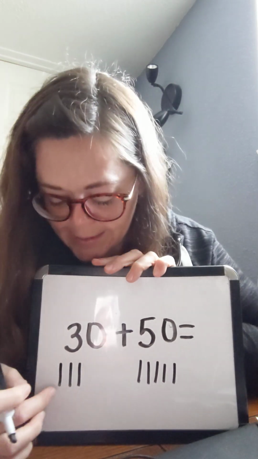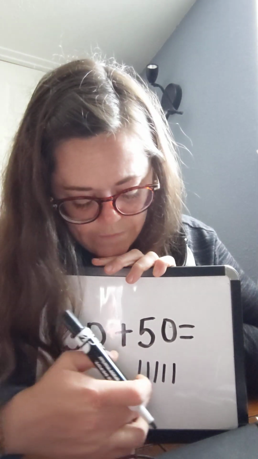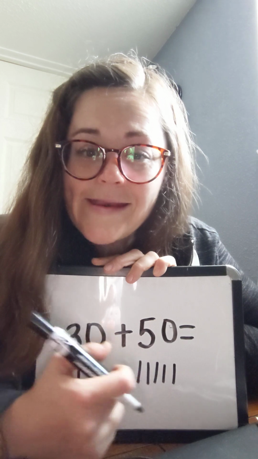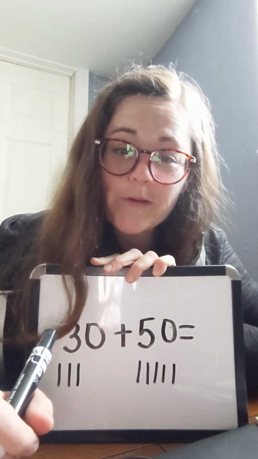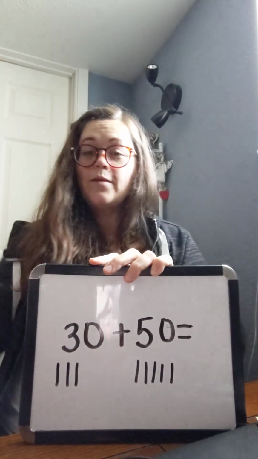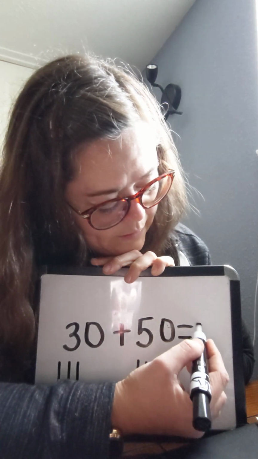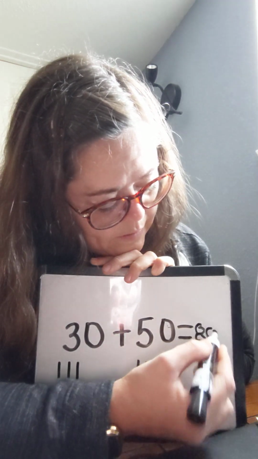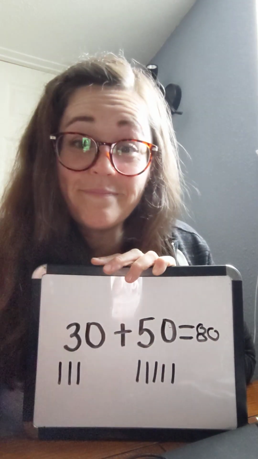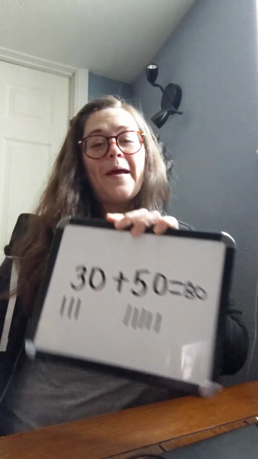Let's do it. 10, 20, 30, 40, 50, 60, 70, 80. 80 is the total. So if you don't have 80 on your board, let's write it down now. Just like that, 80. Okay, let's play the game again. Are you ready? This time I'm not going to make it quite so easy.